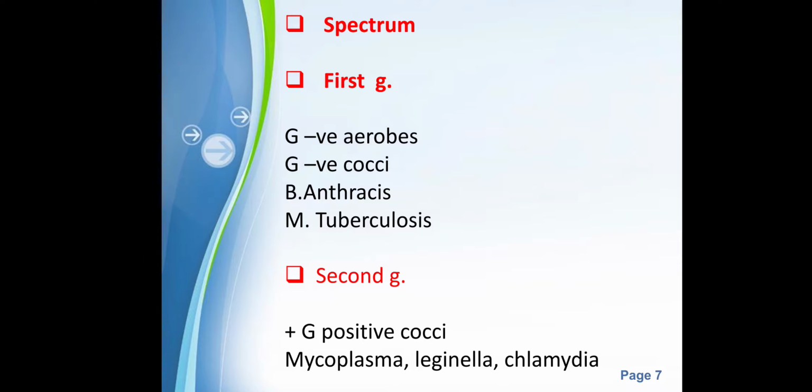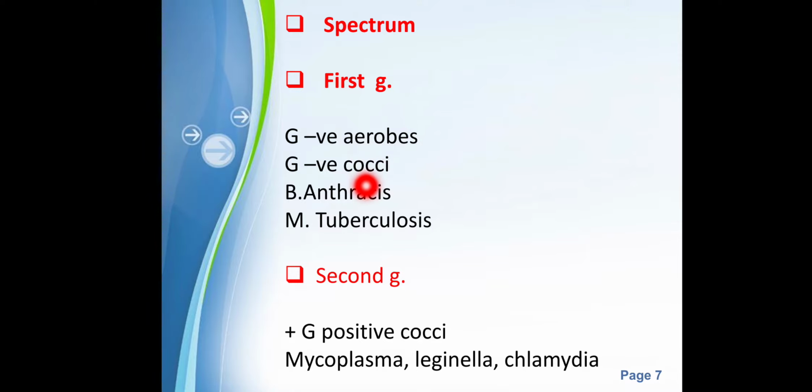Now again in spectrum you can see this first generation is active against gram negative aerobes, gram negative cocci, Bacillus anthracis and Mycobacterium tuberculosis. So this is the spectrum of the first generation group, right? Now if you read books, they have given a list of organisms. For example, for gram negative aerobes, they have given a list: E. coli, Klebsiella, Salmonella, like that, right? So what I suggest is that instead of remembering each name of the organisms, just remember the name of the groups, because ultimately in microbiology you are going to learn about the individual organisms.